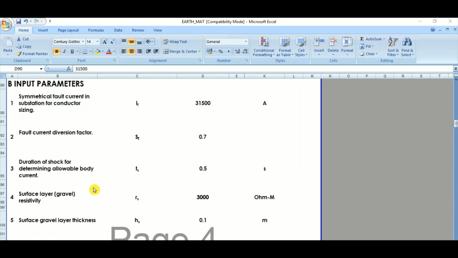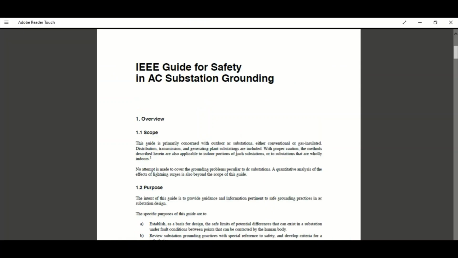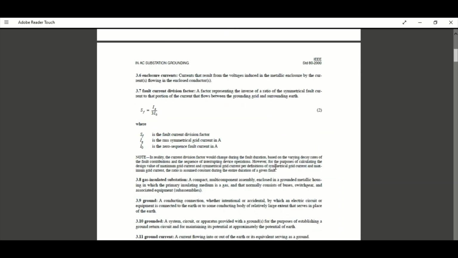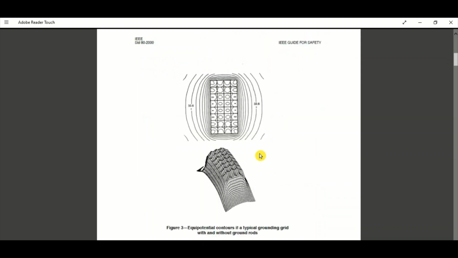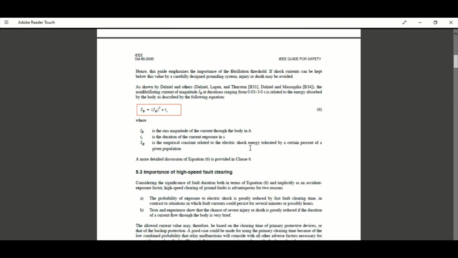Shock duration for the body current, whether it is 50 kg or 70 kg body weight, depending on that. That's the shock duration. Let's say it is assumed as 0.5 second. So where to get this data? It may be 0.1 second also. If you check the IEEE 80, I will show you how to find out that shock duration. It is there in the IEEE 80 guidelines.